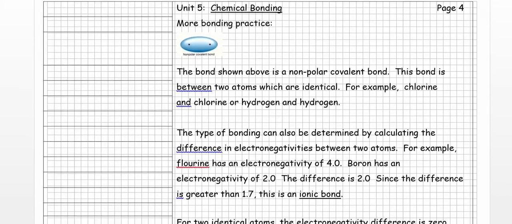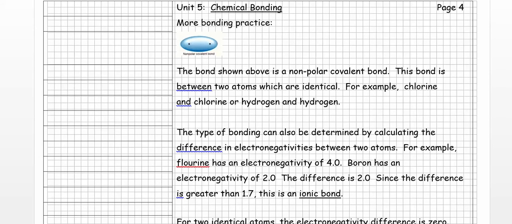So let's get a little bit more bonding practice. Let's take a look at this diagram. We can see that it's very symmetrical, right? What you see on the left is the same as what you see on the right. So I'll just draw a dotted line right through there. It says the bond shown above is a non-polar covalent bond. Non-polar meaning symmetrical. This bond is between two atoms which are identical. I don't know what they are. Maybe they're chlorine and chlorine, or hydrogen and hydrogen. It really doesn't matter. The point is they have the same electronegativities.